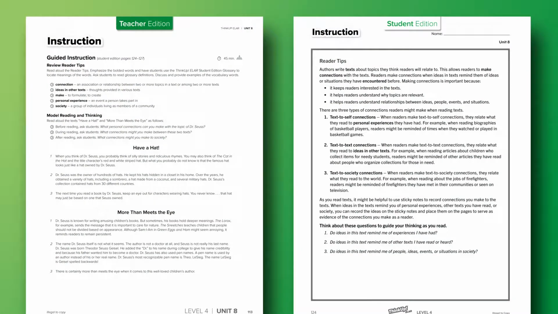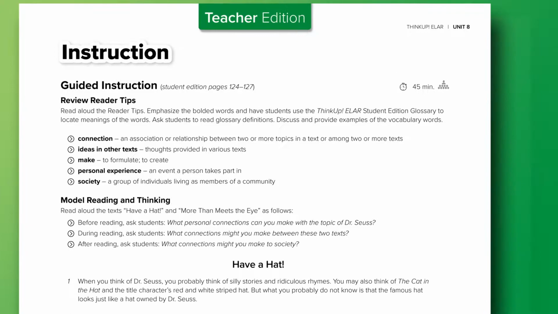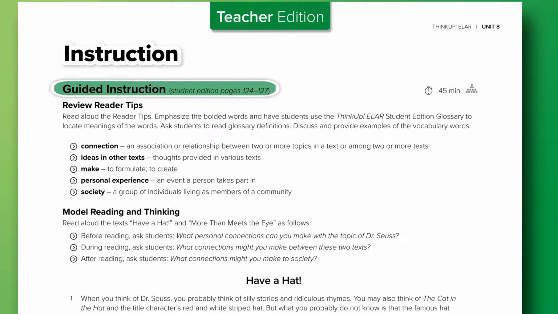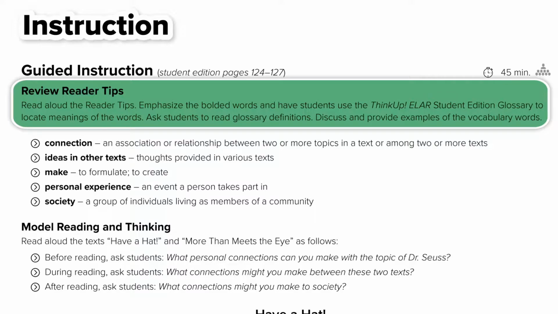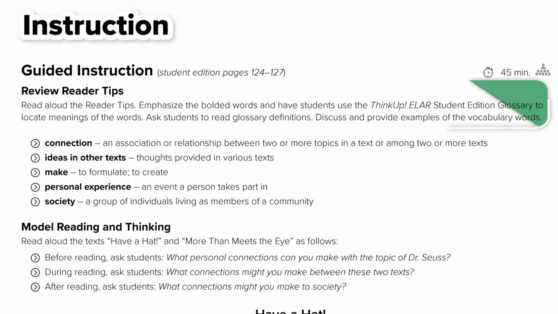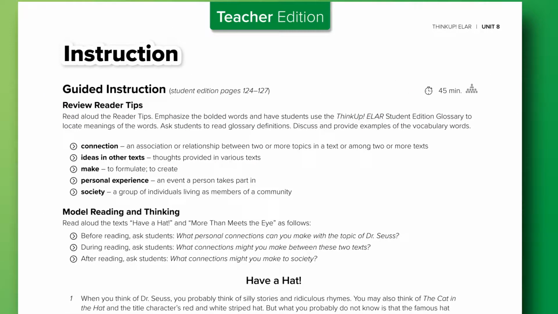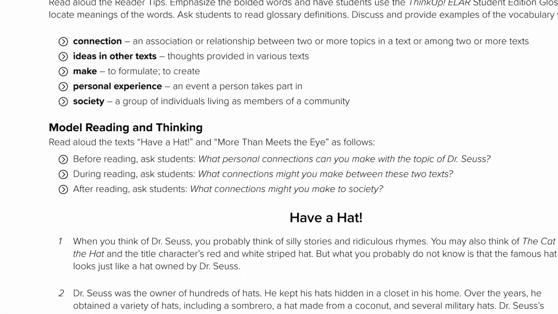With ThinkUp ELAR, we provide you with the support you need to scaffold instruction until a high success standard is just a part of the everyday classroom routine. The term guided instruction implies that you and your students will be working together to reach those new learning targets before moving on to the assessment piece.